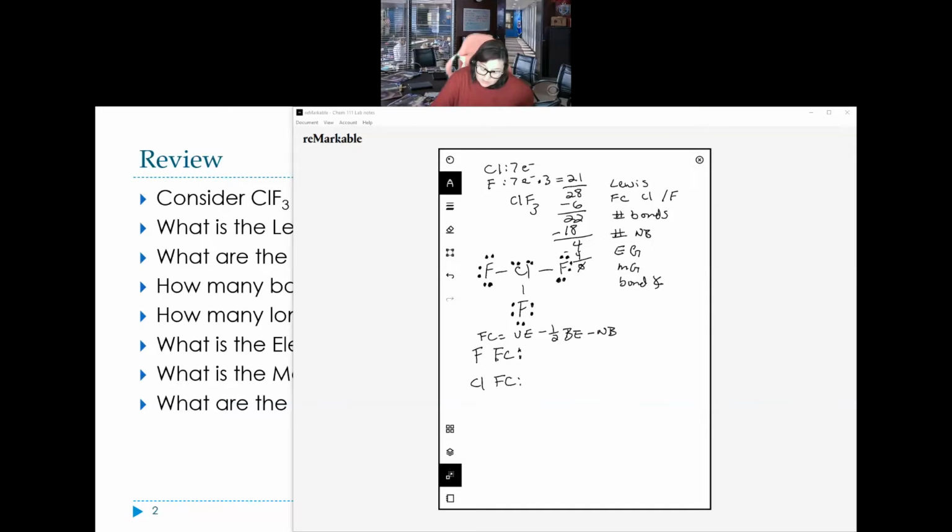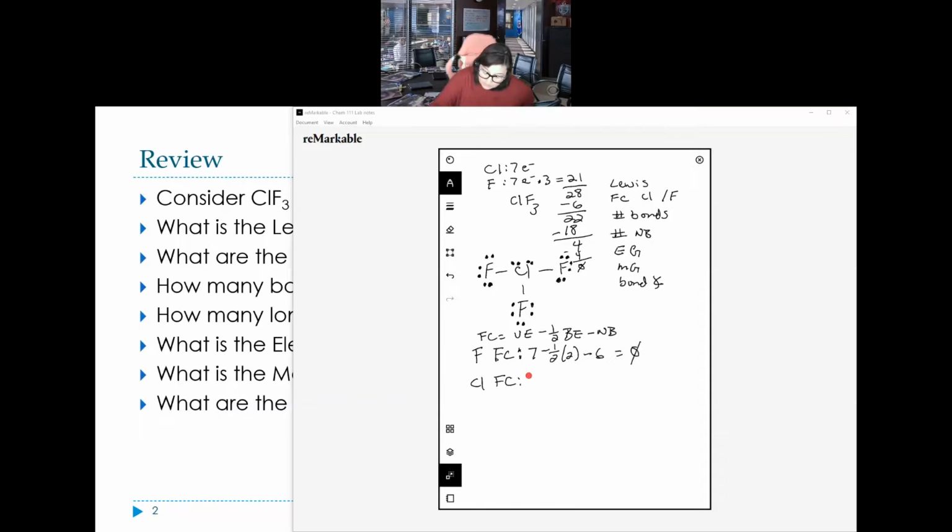Okay, so valence electrons for fluorine, we have 7 of them. We subtract half of the bonding electrons. So this fluorine has 1 bond containing 2 electrons. And then we're going to subtract the non-bonding, 2, 4, 6 for each of them. So 7 minus 1 minus 6, formal charge is 0.